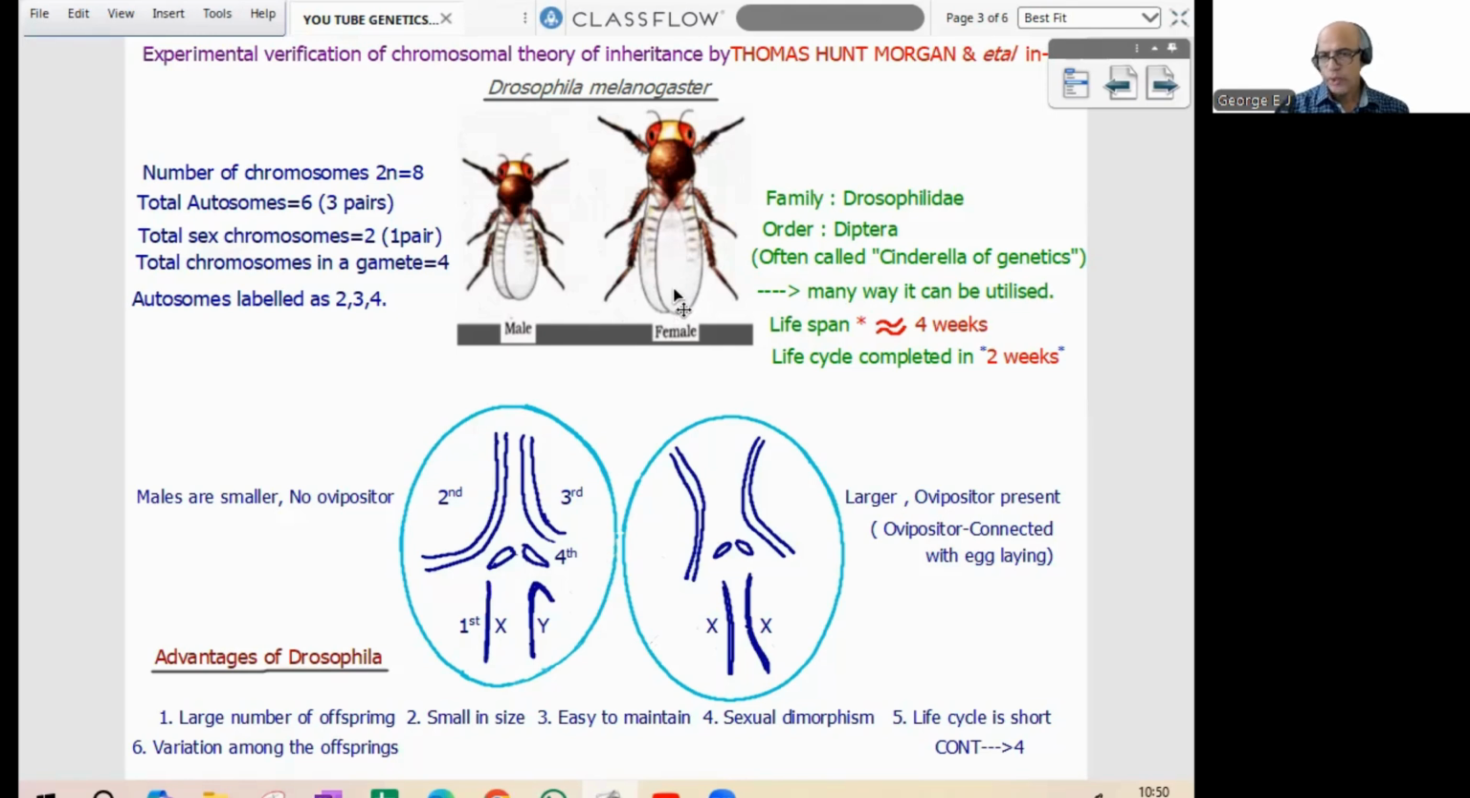And female has got ovipositor. It is connected with the egg. I think this complete area is clear. So shall we proceed to next area?